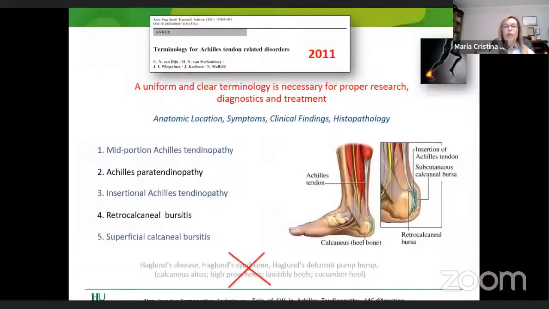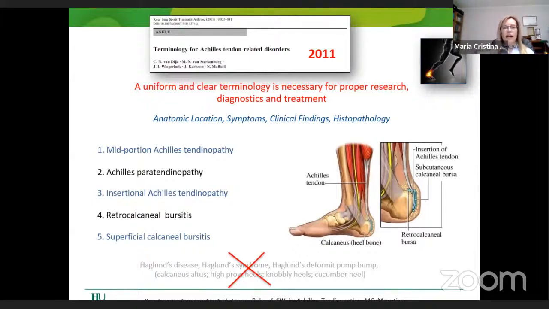So also in tendinopathy, the therapeutical strategy could be to manipulate the biochemical pathway toward healing efforts rather than inflammation. The topic of Achilles tendinopathy is very important, as in 2011, it was clarified once again that we have five different diseases. The so-called mid-portion Achilles tendinopathy, that is the disease of the central part of the tendon where the vascularity is poorest. Achilles paratendinopathy, insertional Achilles tendinopathy, right close to the calcaneus, retrocalcaneal bursitis close to the enthesis, and superficial calcaneal bursitis.